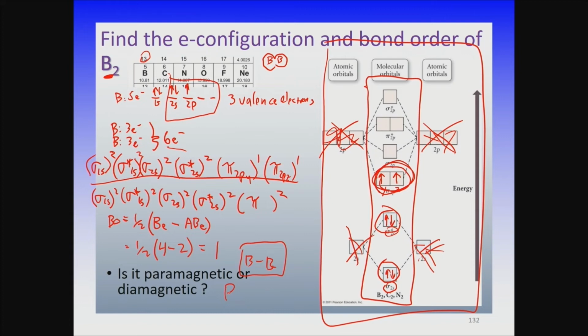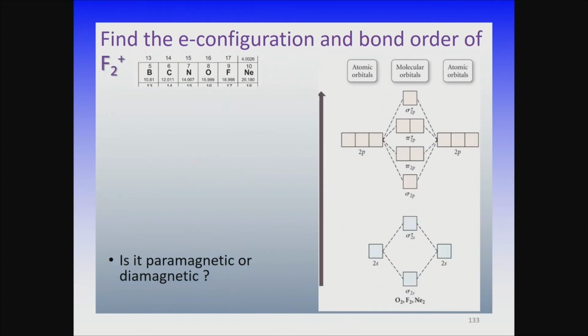Okay, let's do the next one. Now we're going to try to find the electron configuration and the bond order of the fluorine molecular cation. So you have 1 fluorine bound to another fluorine atom like this. I'm going to try to draw the atoms here, but it's missing 1 electron compared to normal, so it has a positive charge. And so this is called a molecular cation.